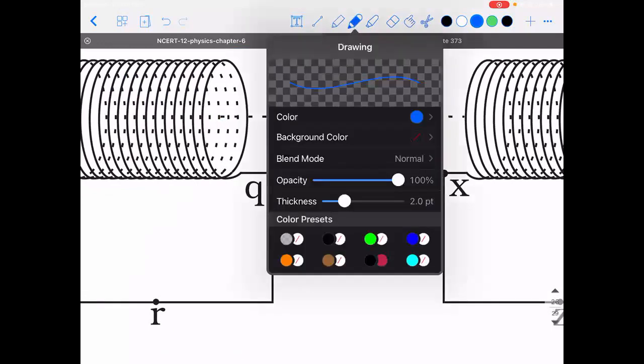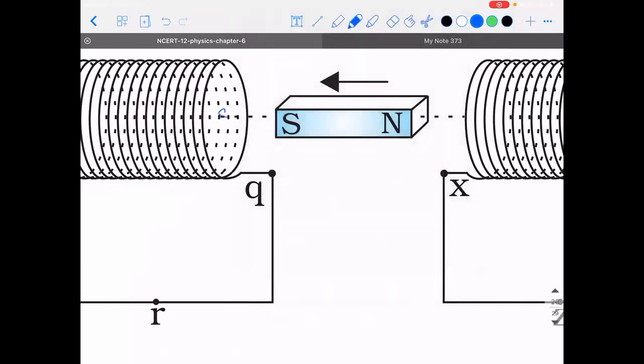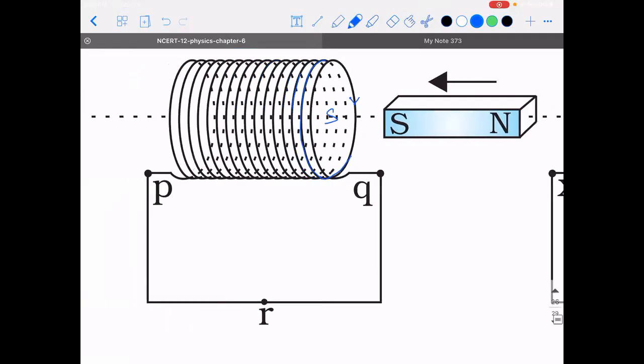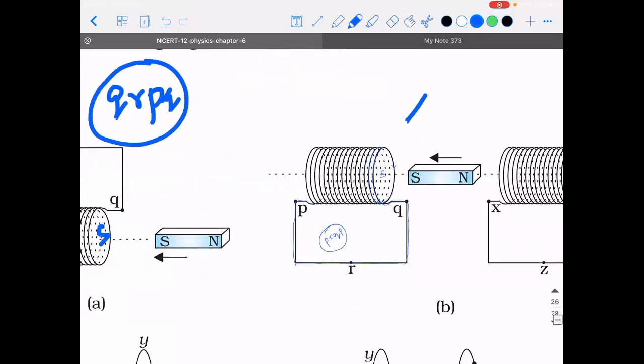This will also be south pole, which means current will start moving in the clockwise direction. So when it is clockwise, the current will go to the next loop. First current will come out of P, it will flow like this, it will go in this way, and then only come back to Q so that it will again start this loop. The answer will be PRQP.